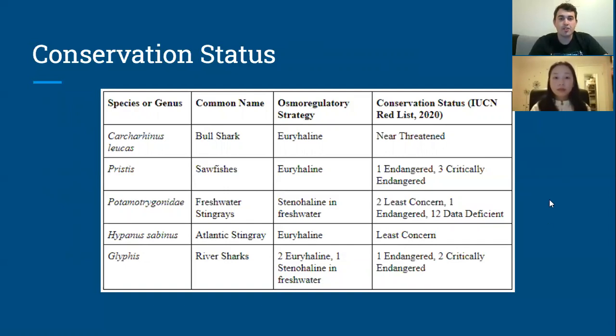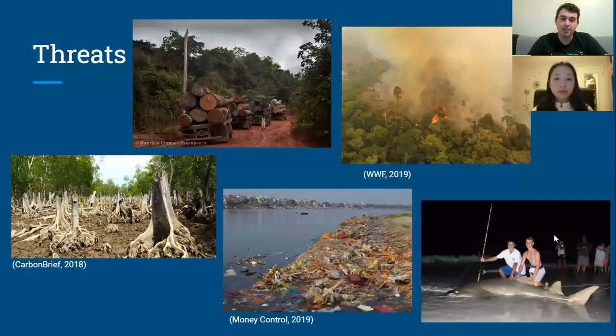As a whole, they're not doing super well. The Atlantic stingray is of least concern, as well as two pentametragonid species. And those ones are definitely doing the best of all of them. The bull shark is the next up, which is near threatened, which is less than ideal. And then all the rest are doing pretty poorly. And this is largely because they are in danger.